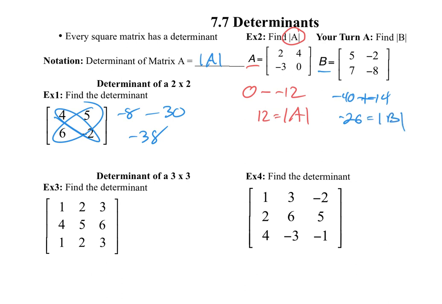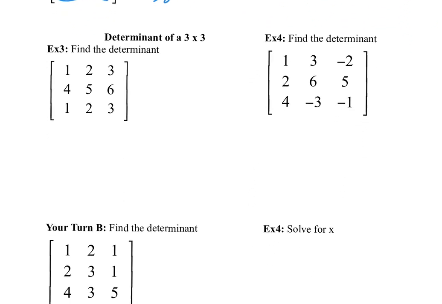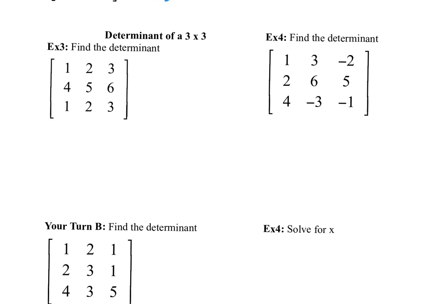So for our 2 by 2s, very straightforward. We go ahead and cross multiply and then subtract. However, for our 3 by 3s, it becomes a little more challenging. We have to do a little more work here. To begin with, we're going to temporarily cross off the first row and first column. So we're going to pretend like we're not looking at these.